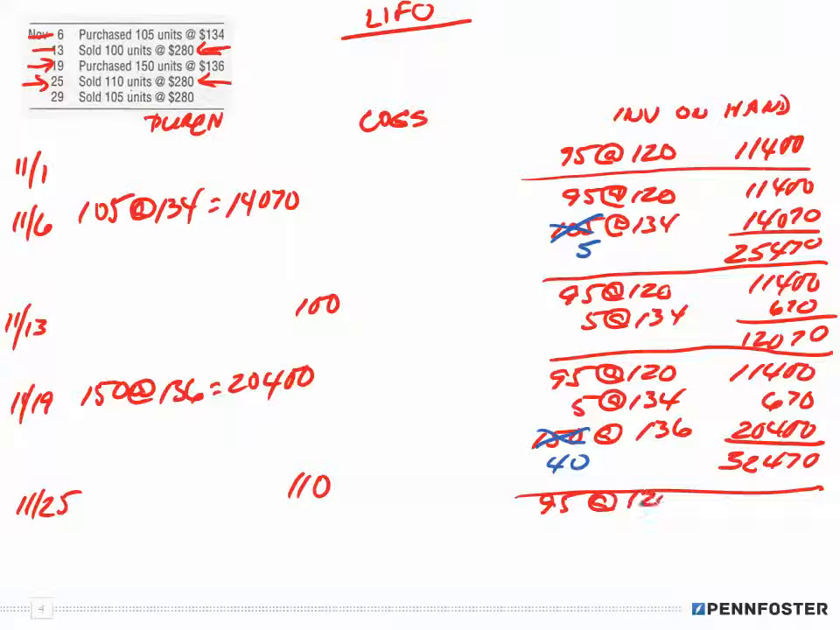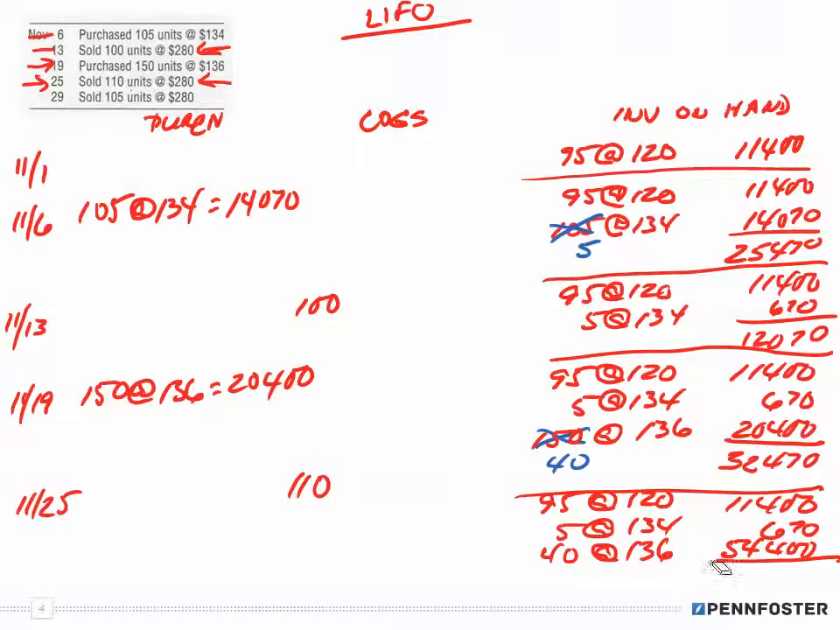95 at 120, 11,400. 5 at 134, that's 670. And then 40 at 136. So 40 at 136 is 5,440. Yep, sorry, 5,440. So we have 0, 1, that's 10, 15. Our inventory value was 17,510.